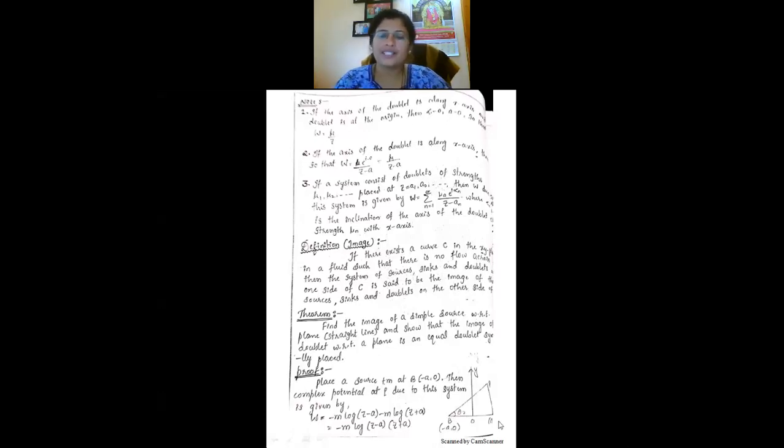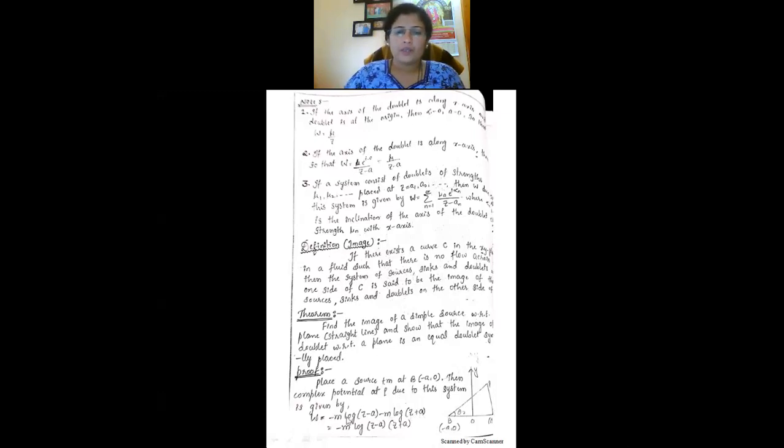It is not necessary that you keep your source on the positive axis only. Wherever you keep your source, on the opposite side it will have its image. So here the source is kept at a point and it has its image on the other side, a comma 0. Now you write the resulting complex potential from point P: W equals minus m log z minus a, first for this point, minus m log z minus of minus a, so it becomes plus a, z plus a.